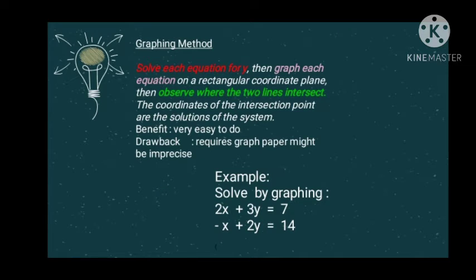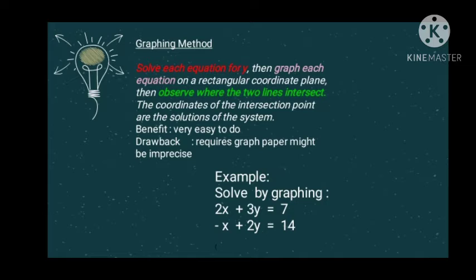The first is the graphing method. Solve each equation for y, then graph each equation on a rectangular coordinate plane. Then observe where the two lines intersect. The coordinates of the intersection point are the solution of the system. Benefit: very easy to do. Drawback: requires a graph to make accurate inferences.